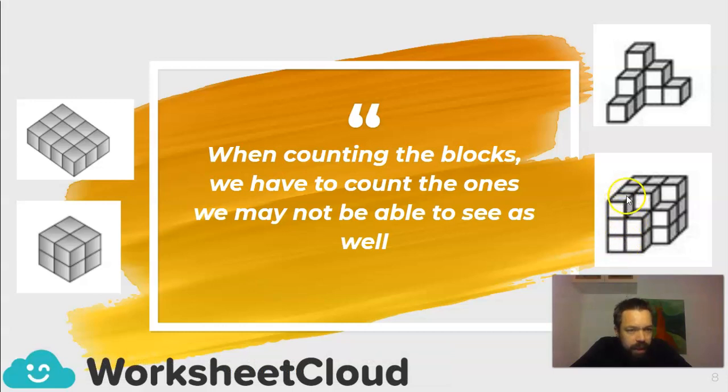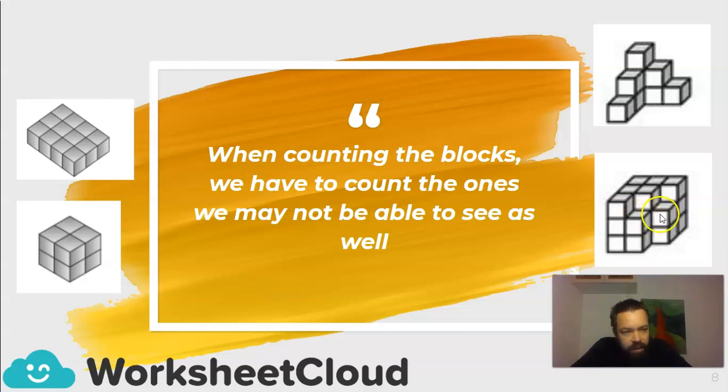So we'll start at the top because we can see the ones on top. So 1, 2, 3, 4, 5, 6. So there's 6 on the top level. Let's see how many there are on the next level. Well, there's the same 6 that were over there, and then there's another 2 that are over here. So 7, 8.